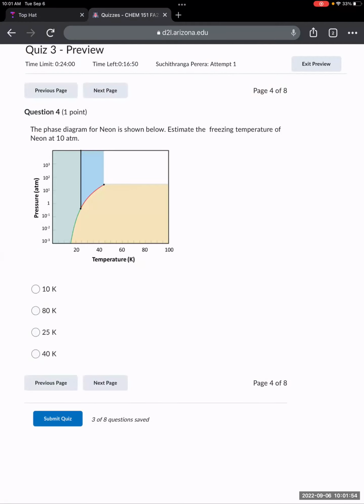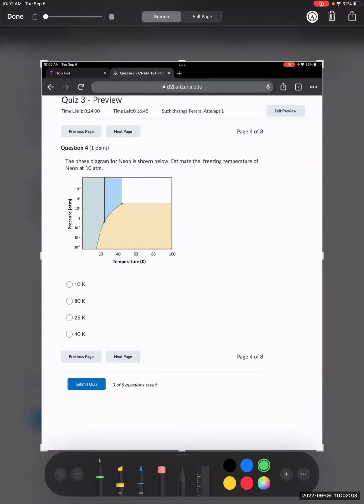All right, question: the phase diagram for neon is shown below. Estimate the freezing temperature of neon at 10 atm pressure. So 10 atm is 10 to the power of 1 over here. Freezing means we are talking about the liquid-solid boundary, which is over here. And then the freezing temperature must be around, I don't know, around this value.